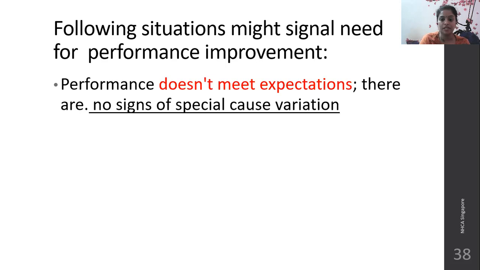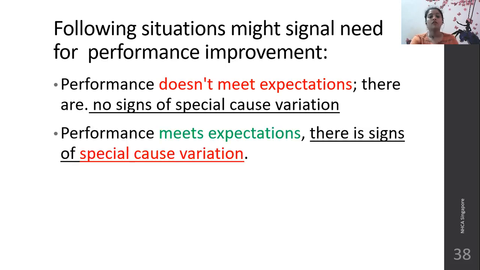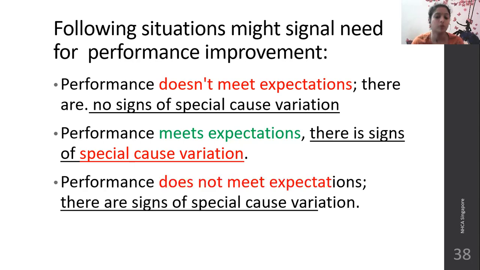So when will you require performance improvement? Performance does not meet expectations, and there are no signs of special cause variation. First of all, you are not meeting the expectations. So in that case, performance improvement should be taken up. Performance meets expectation, but there are signs of special cause variation. It is meeting all the expectations, but there are chances that something went wrong during the process, but still expectations were met. So that's a red flag. So in that case also, performance improvement should take place. Performance does not meet expectations, and there are signs of special cause variation. Both are happening here. Neither are you meeting the expectation, and also some special cause variation signs are there. In both these cases, performance improvement action should be taken.